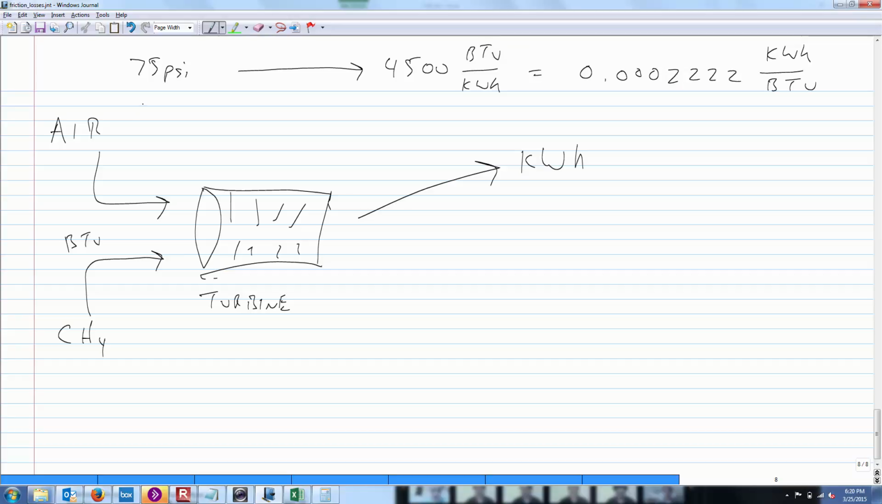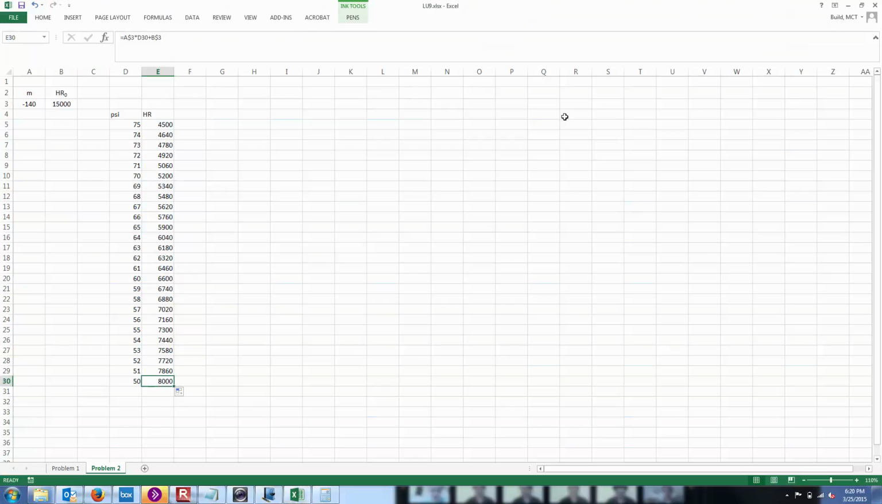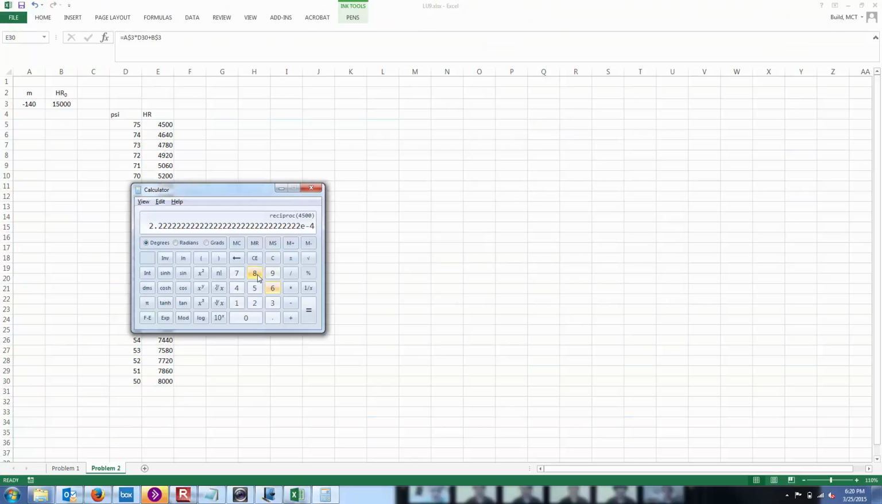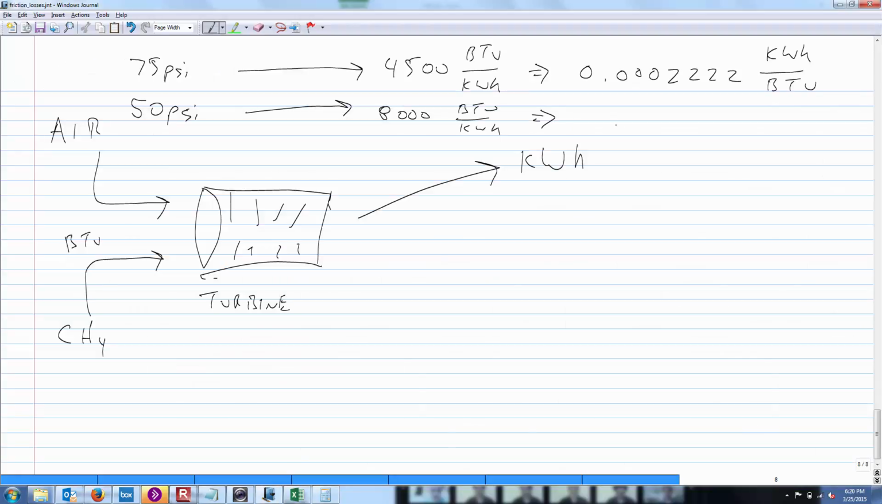Now, if we throw 50 psi at it, so less pressure, that's going to give us a heat rate of 8,000 BTUs per kilowatt hour. Equals, or I should just say it doesn't equal, it's the reciprocal. So if we do 8,000, 1 over x, 0.0000125 kilowatt hours per BTU.